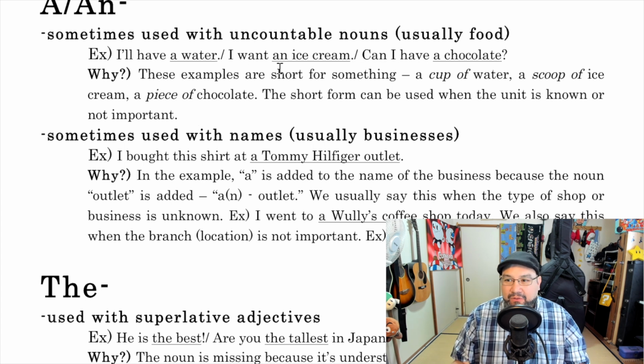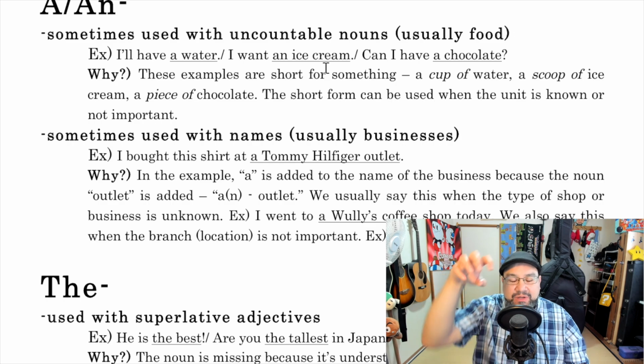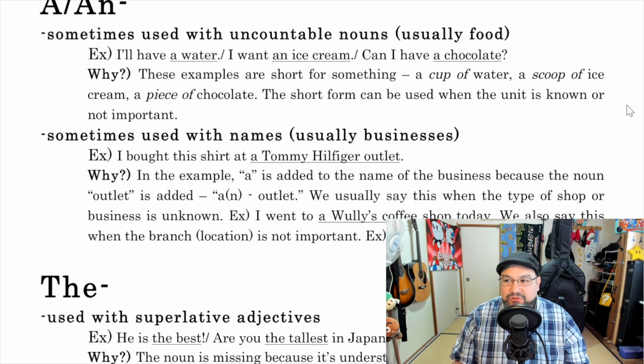Or ice cream. Ice cream is uncountable, but we make an ice cream scoop shape, right? Scoop of ice cream. Two ice creams means two scoops. It's a very short way of speaking. And can I have a chocolate? Chocolate has no shape. We make the shape of a square or something like that. A piece of chocolate, right? So when we say a chocolate or two chocolates, we mean just a piece or pieces.